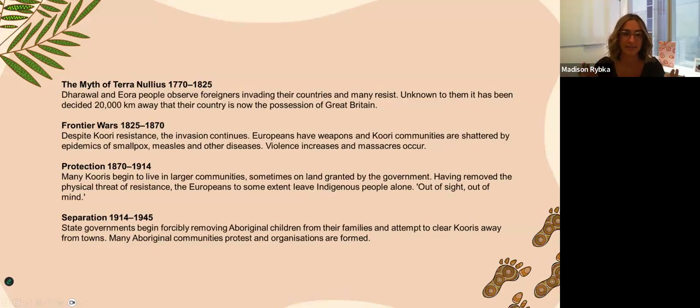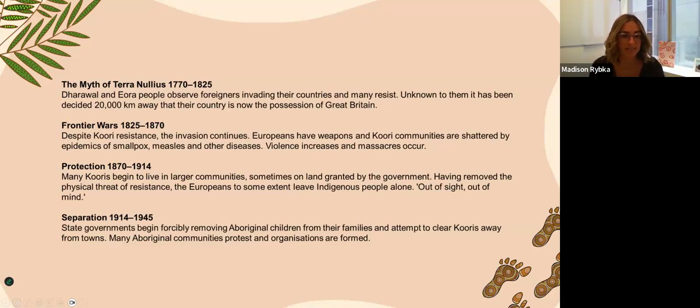That could also be a great link if I was in the older years, looking at this map and then probably watching that video from University of Newcastle of the map. You could link that easily. Then it goes into the protection in 1870 to 1914. So many Kooris begin to live in large communities. So as we say, Kooris is Indigenous people in New South Wales, being removed from physical threat.